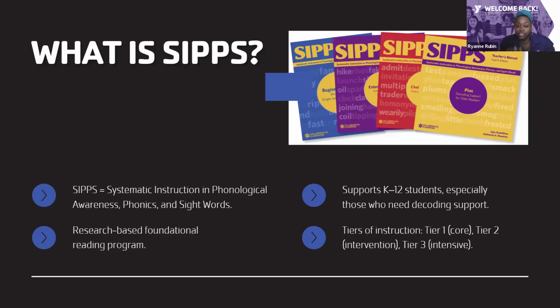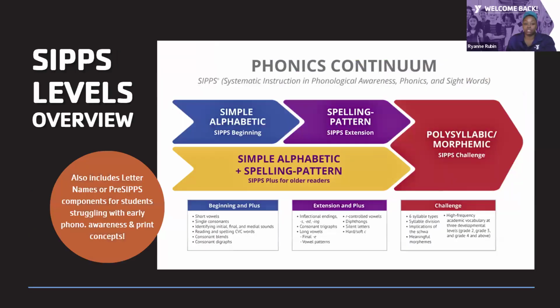It is tiered instruction, and those tiers are tier 1 core, tier 2 intervention, and then tier 3 intensive. And then we'll go through these different levels. That way you'll be able to understand exactly what those things provide. So this is the phonics conundrum that is included with SIPPS. It basically breaks down the different levels and what they provide. So for our beginning and plus kiddos, and plus is 4th grade through 12th grade. Let me know if I can get this sent to you if it's too small, or if you need me to zoom in, let me know.